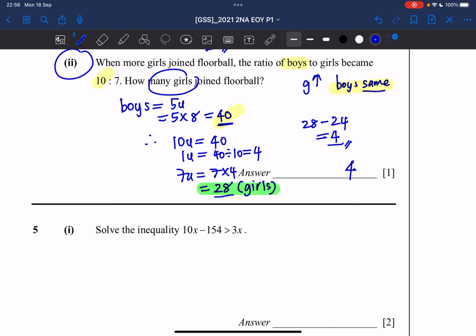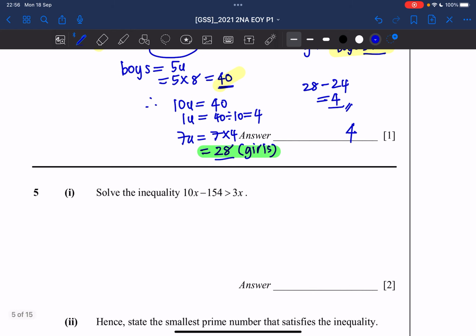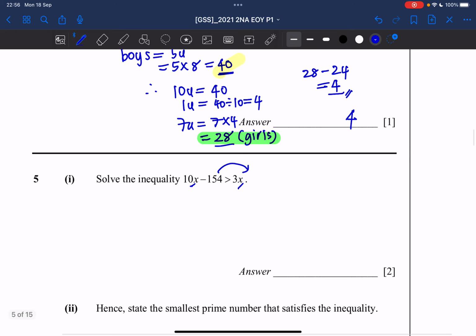Then question 5, part 1. They ask you to solve the inequality. How to solve this inequality is the same as solving algebra. All the x you put on one side, then all the numbers you put on the other side. So now let's rearrange 10x. Then this 3x we want to bring over, so it becomes minus 3x. Now the inequality sign remains the same. Negative 154 becomes 154 positive. Then 10x minus 3x is 7x, greater than 154.